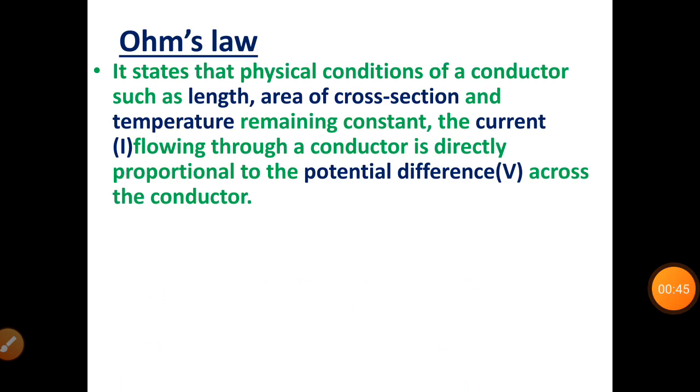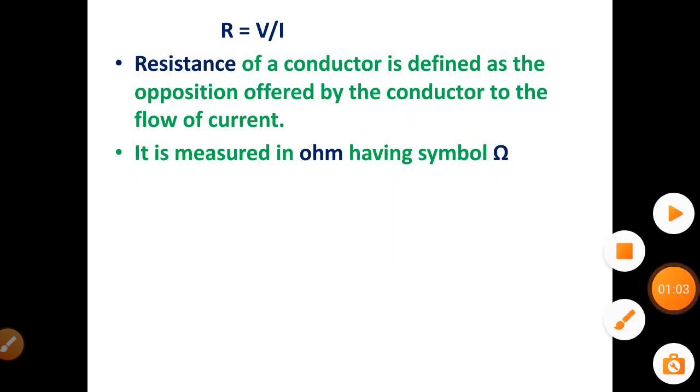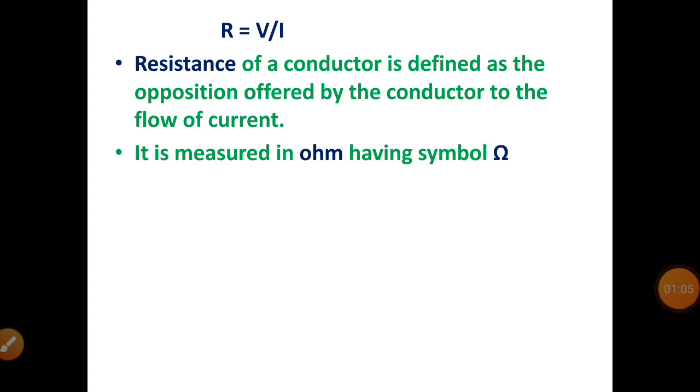Then we saw Ohm's law, which states that physical conditions of a conductor such as length, area of cross section and temperature remaining constant, current flowing through a conductor is directly proportional to potential difference V across the conductor. Then resistance R is given by R is equal to V upon I. Resistance is defined as the opposition offered by the conductor to the flow of current. Resistance is measured in ohm.